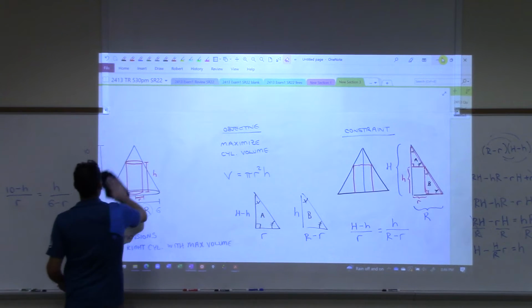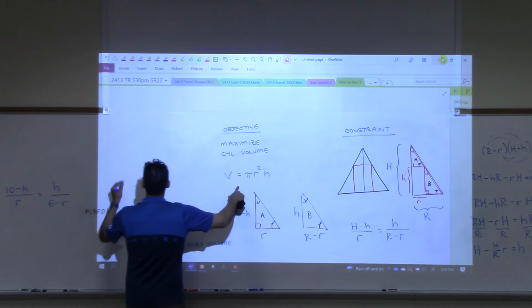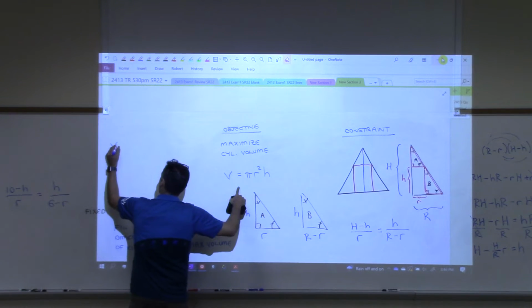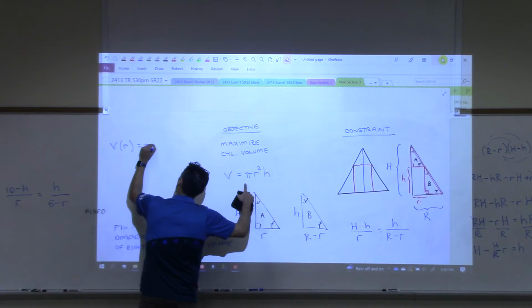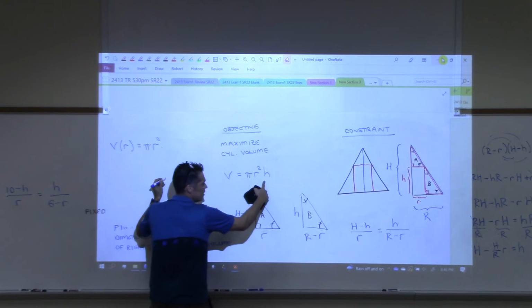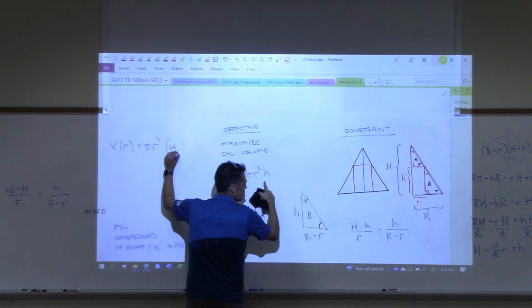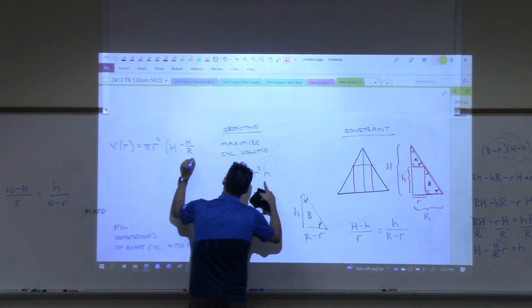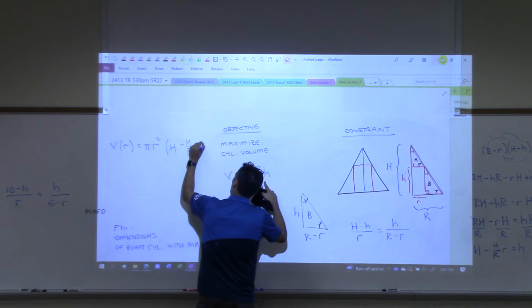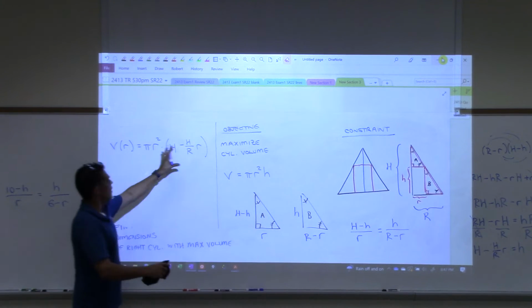So I can come back now and write my volume as a function of just r. It's going to be pi times little r squared times h, which we just found to be capital H minus capital H over capital R, times little r. That is my volume formula.